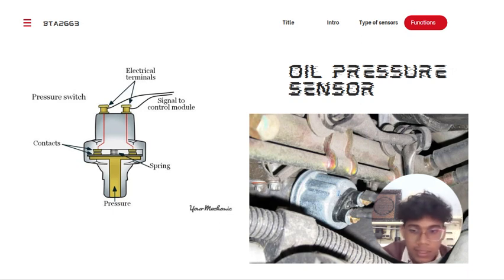The oil pressure sensor is usually located somewhere on the engine block, often near the oil filter, but it can be anywhere on the engine block where it can be tapped directly into an engine oil passage so that it can accurately read the oil pressure.